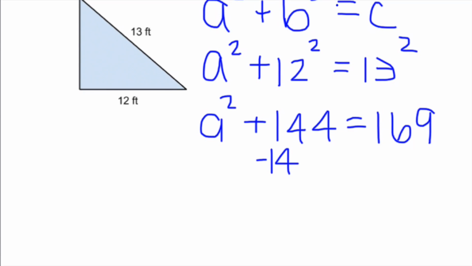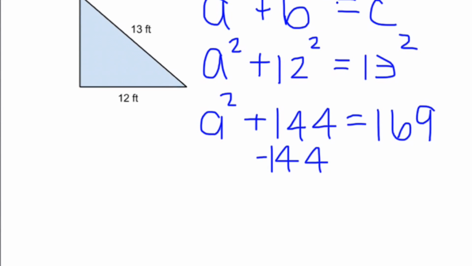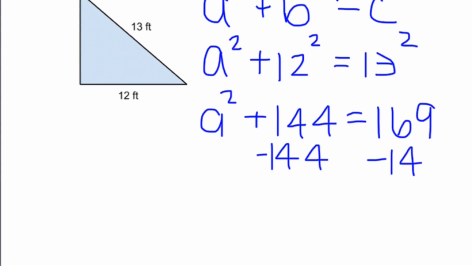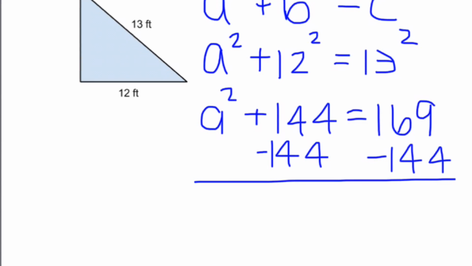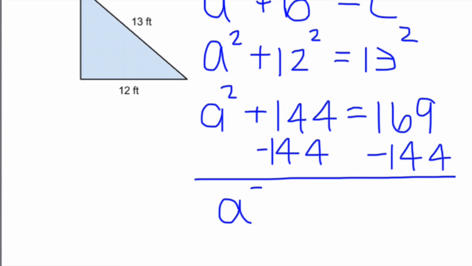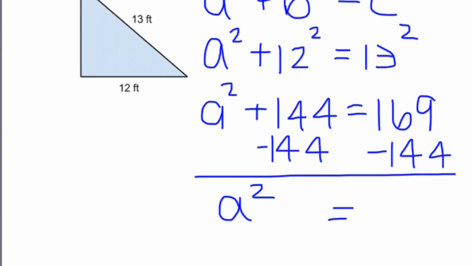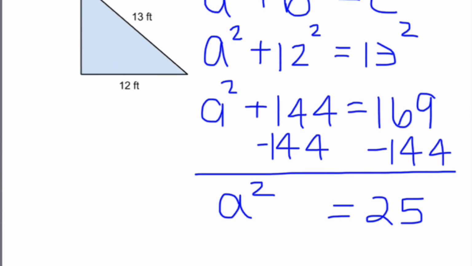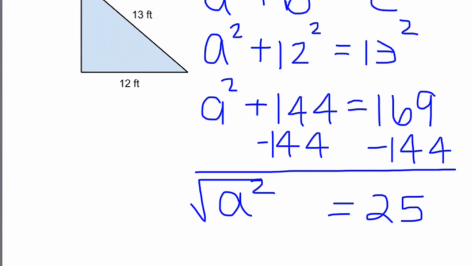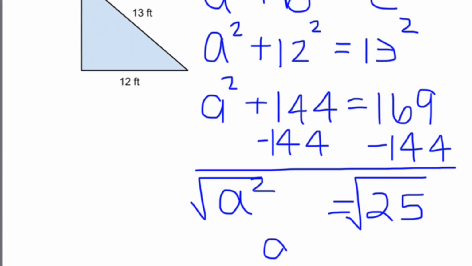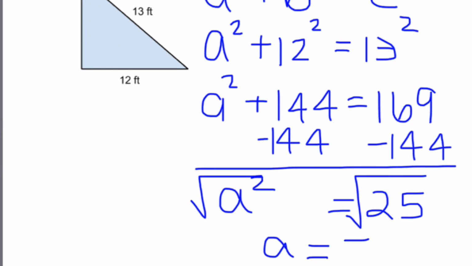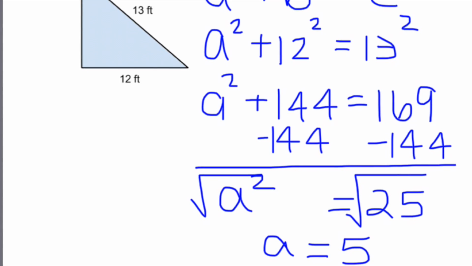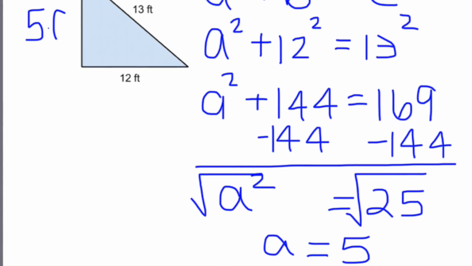Now we want to get the a squared term by itself, so we're going to subtract 144 from both sides. That gives us a squared equals 25. Again, we're going to take the square root of each side to get a by itself, and we only want the positive answer, so a is going to equal 5. So our missing side is 5 feet.